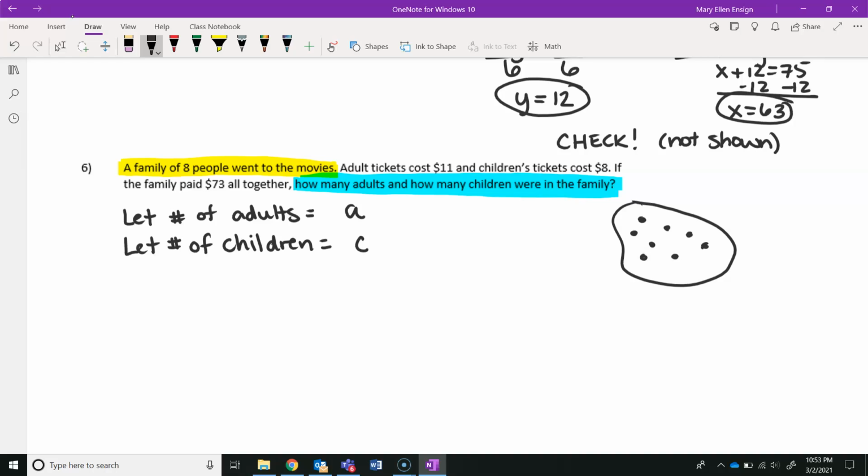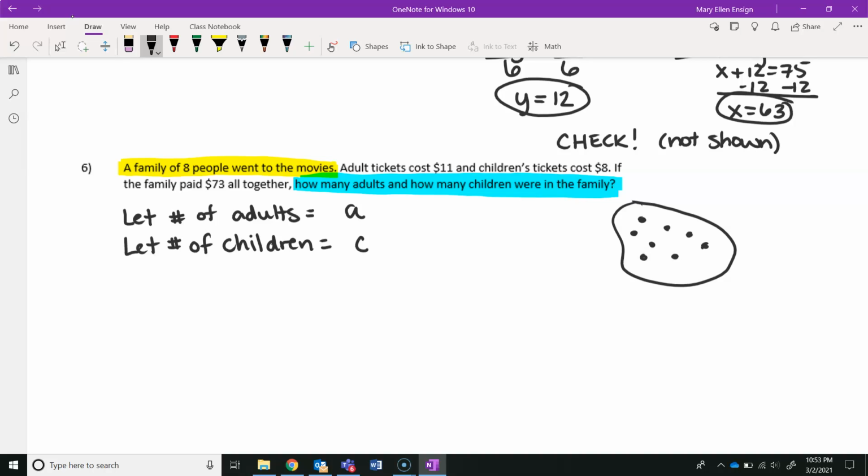I could have 1 child, I could have 2 children, I could have 5 children, right? And then the corresponding number of adults. So depending on where I am in that little spectrum will determine what my cost is, right? Because the more children I have, the less it's going to cost as compared to having more adults.